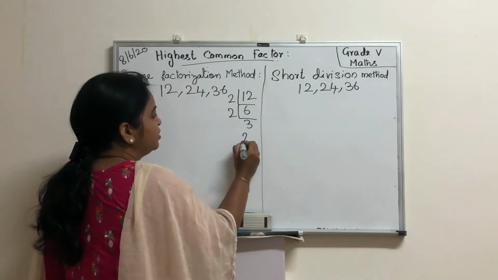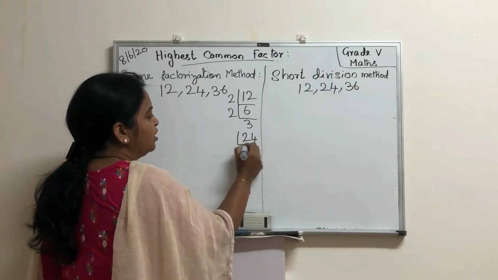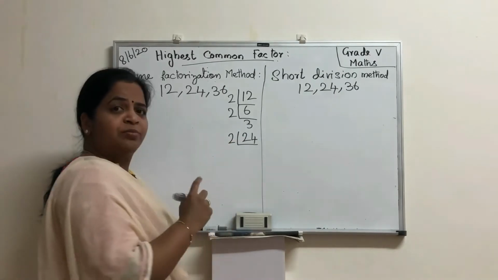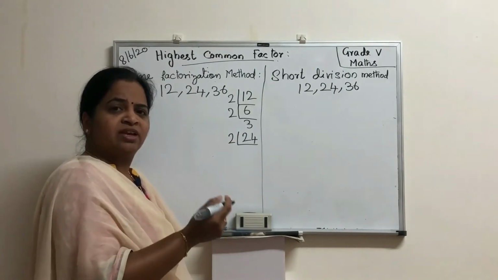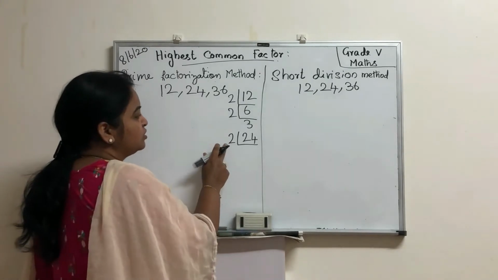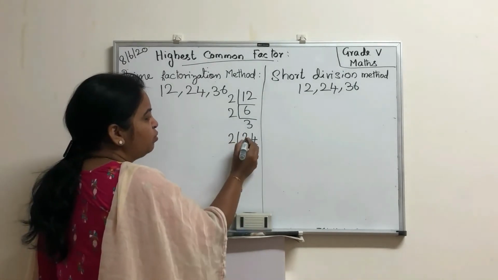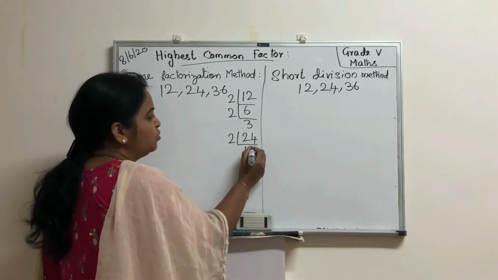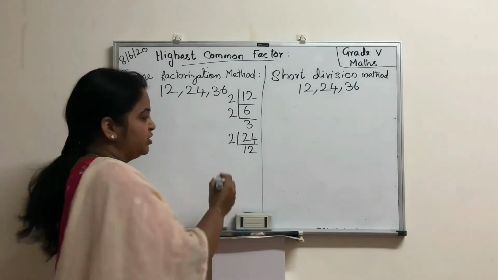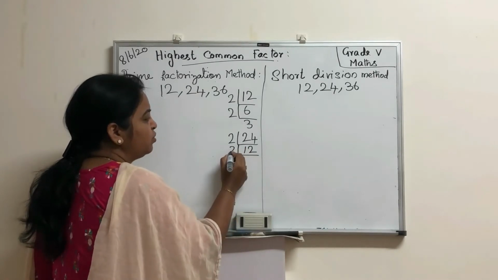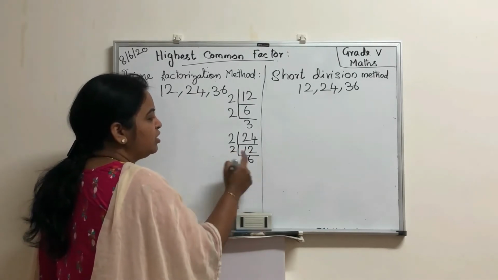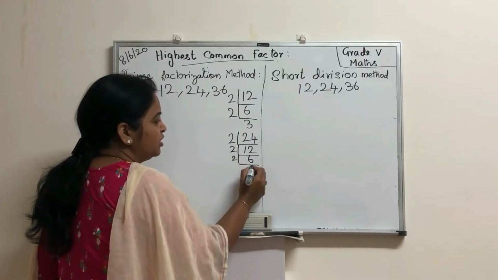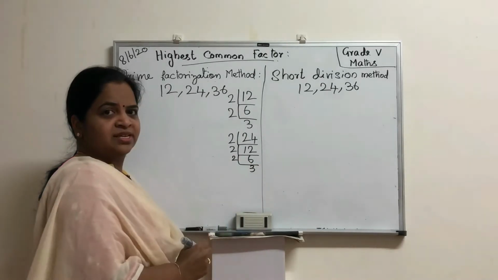Next number is 24. Any prime number you can use, only prime numbers: 2, 3, 5, 7, like that. So 24 divided by 2. 2 ones are 2, 2 twos are 4, so 12. Again divide with 2, 6 twos are 12, right? Then again with 2, 3 twos are 6.